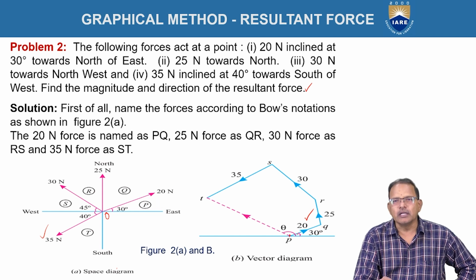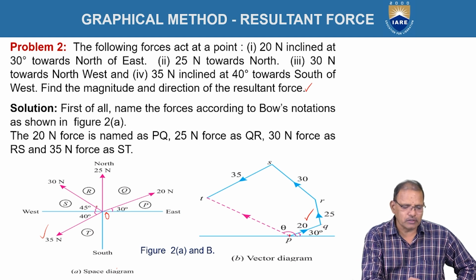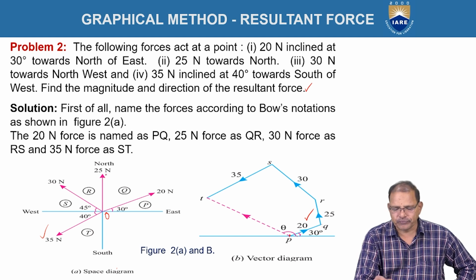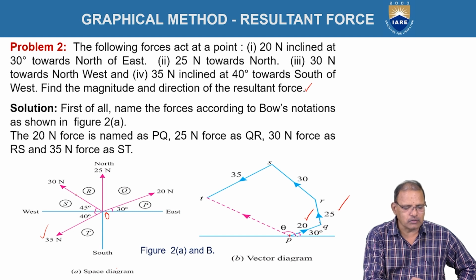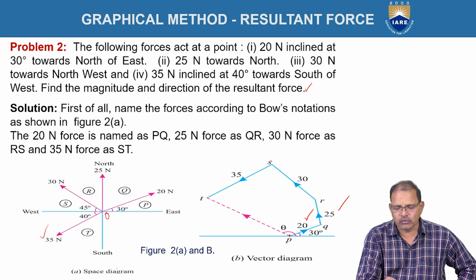Again, tail and head order is required. From Q draw a line, the vertical line, to represent the force of 25 newtons as shown in the figure. Afterwards, parallel to the next force, draw the line RS, making an angle of 45 degrees, parallel to the force.